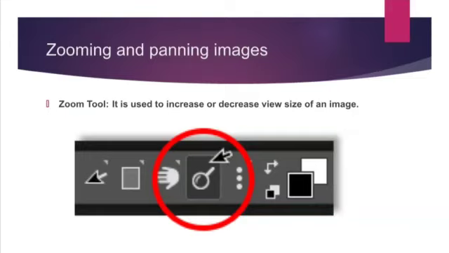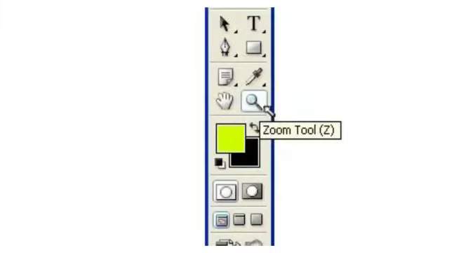Then we can go for zooming and panning of images. What is meant by zooming and what is meant by panning? Zooming the image is done by using the zoom tool. The zoom tool is used to increase or decrease the view size of an image. When the view is increased, it is called zoom in, and when the view is decreased, it is called zoom out. The procedure to use the zoom tool: open the image, click on the zoom tool. The zoom tool has zoom in and zoom out. We can go for zoom in.